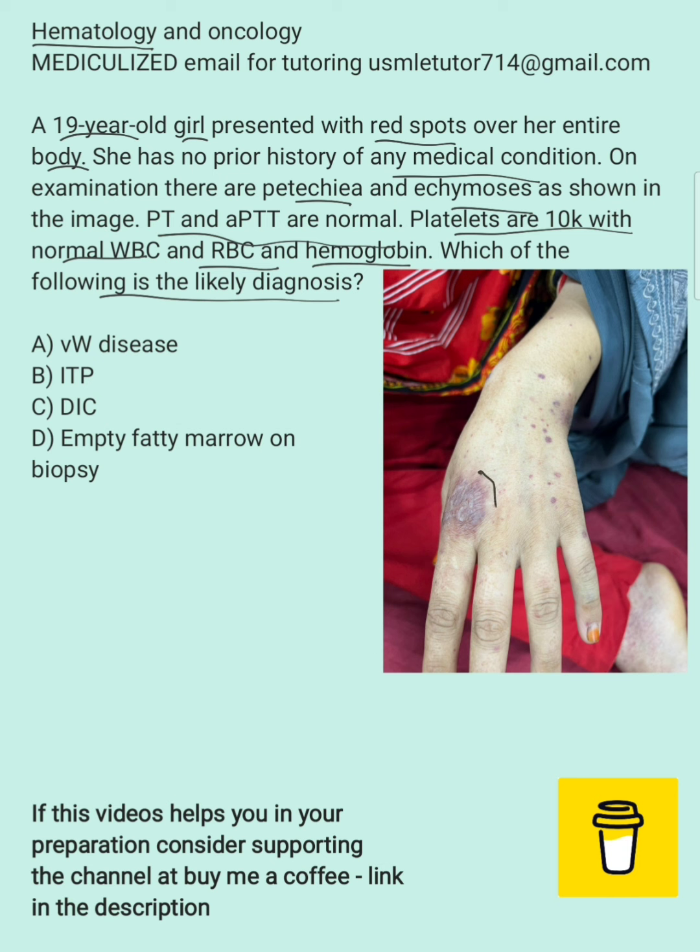So here you can see this was a real patient of mine, and here you can see a lot of ecchymosis. There are petechiae, one is here, one is here. Also, if you look distally here on the leg, there are a lot of petechiae. So over the entire body, there are petechiae, and PT and PTT are normal and platelets are low. So what could be the diagnosis?